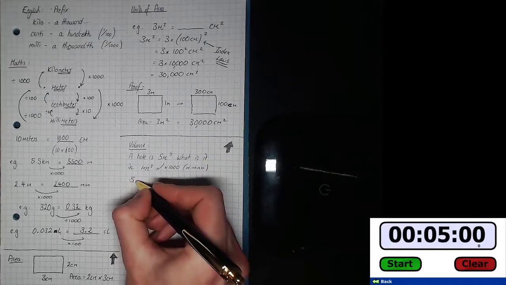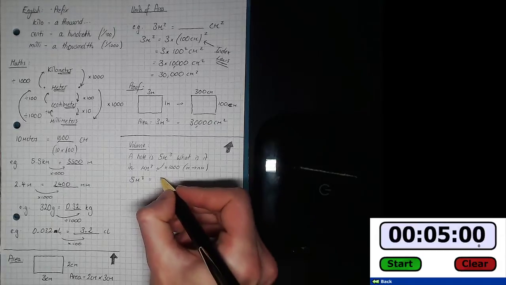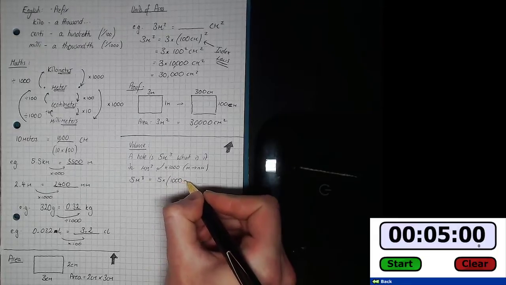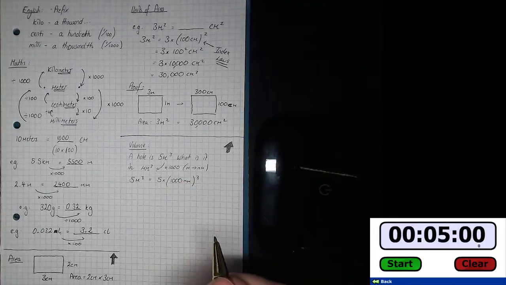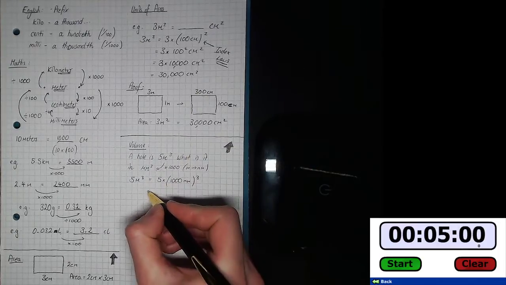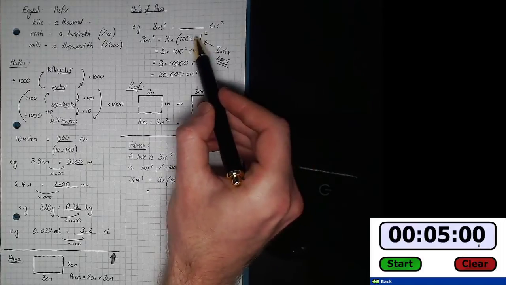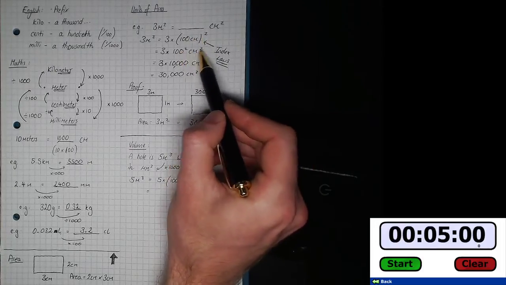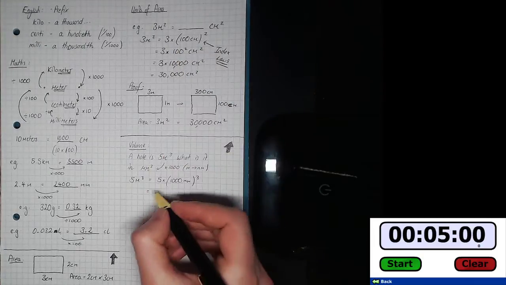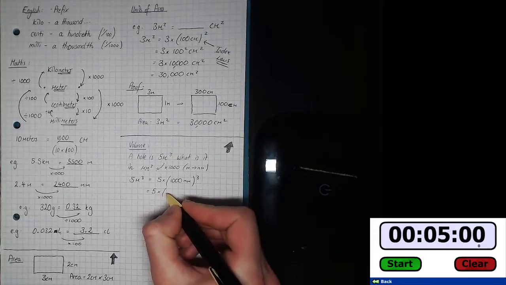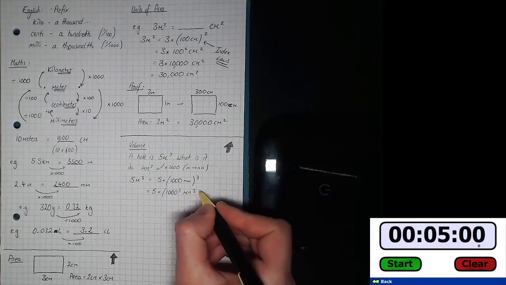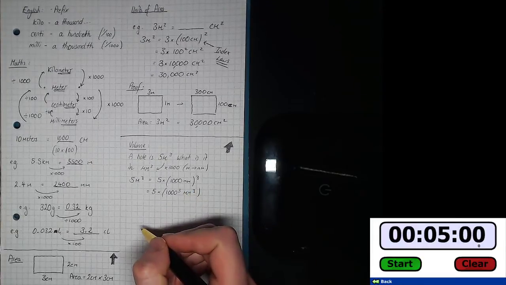So 5 meters cubed would be the same as saying 5 times 1,000 millimeters cubed, using the same technique as we did before. As before, when I brought that squared inside of the bracket, everything got a squared, not just the unit, but the conversion did as well. So we're going to have 5 times 1,000 cubed millimeters cubed.